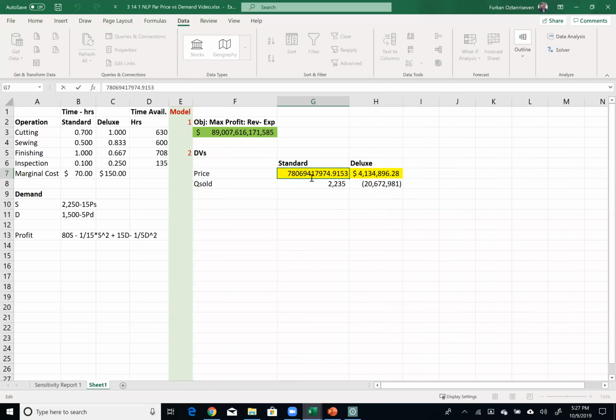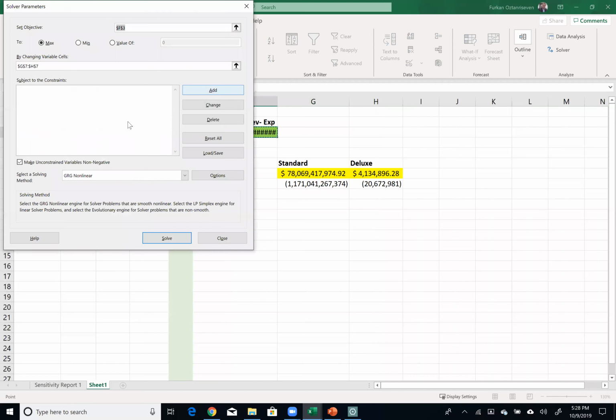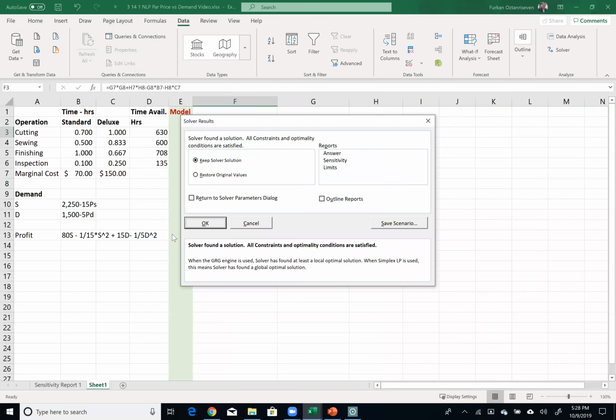Let's look at my quantity sold situation here. Oh, okay, here I forgot to put the price. Of course, I cannot have infinite here. The higher the price, the lower demand will be, which is perfect. And here, okay, 5 times PD. That's pretty good too. All right, so let's try to solve this problem again. Data, Solver, and solve this problem again.